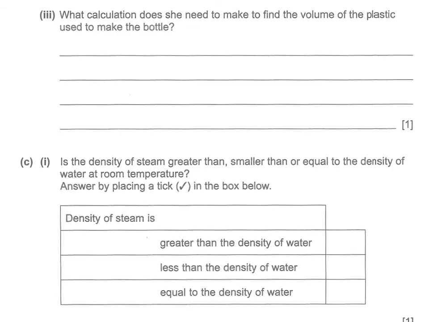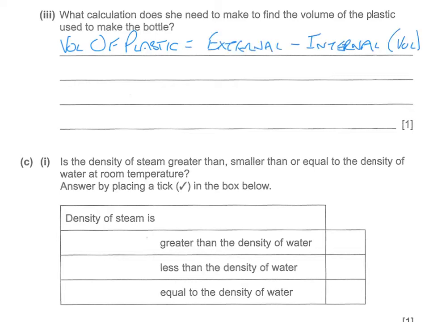What calculation does she need to make to find the volume of the plastic used to make the bottle? Remember, we had a reading for the inside volume. The displacement method with the measuring cylinder gave us the outside volume. So we've got an internal and an external volume. Well, the difference between the internal and the external volume will be the extra bit of plastic around the internal that makes the external volume. So the volume of plastic is going to be the external volume minus the internal volume. So basically, the reading coming from part 2 minus the reading coming from part 1.